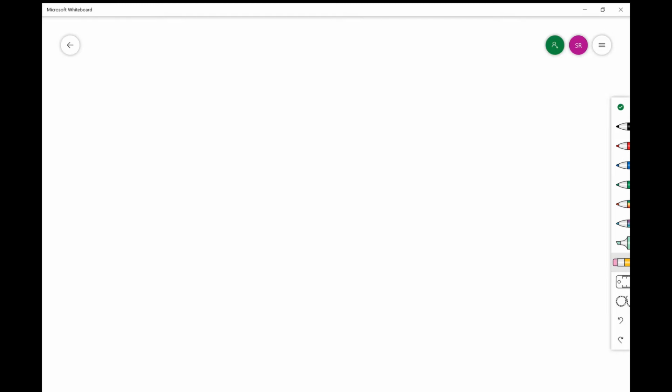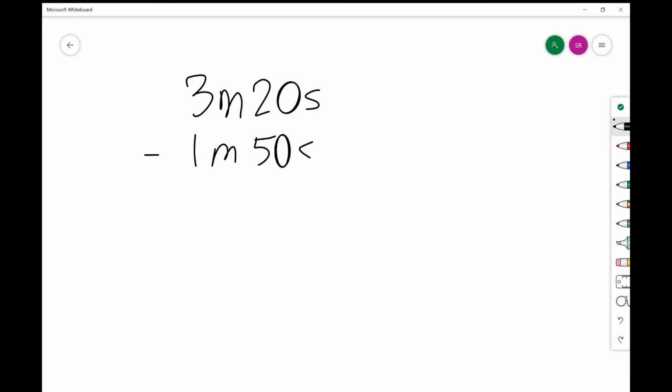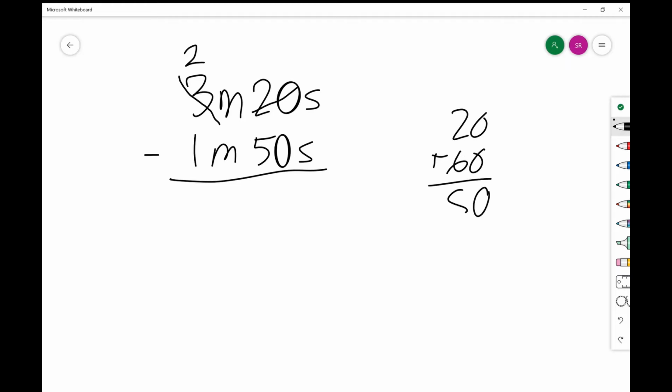So now what we'll do is we'll do a subtraction problem. So we have 3 minutes, 20 seconds, minus 1 minute and 50 seconds. So remembering that we can't subtract when there's a smaller number on top, so we can't do 20 minus 50. So what we'll have to do is borrow from this 3. When we do that, that becomes a 2. And when we do that, so we have 20, and then we took away 1 minute from here and added 60 seconds. So when we do that, that'll be 80. And now, so that's 80 seconds.